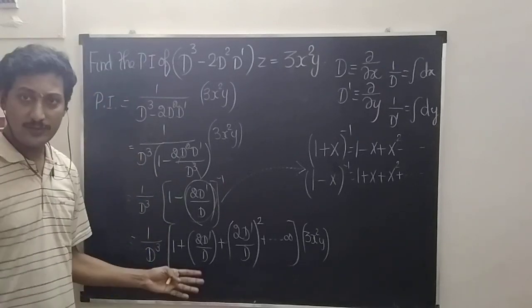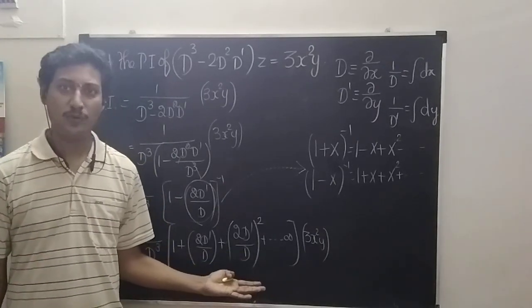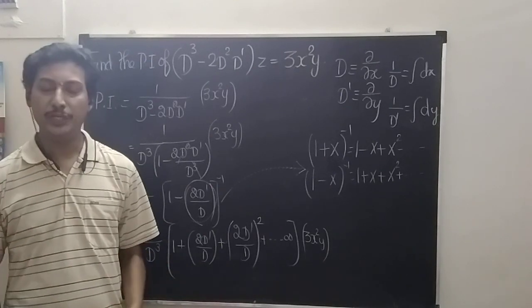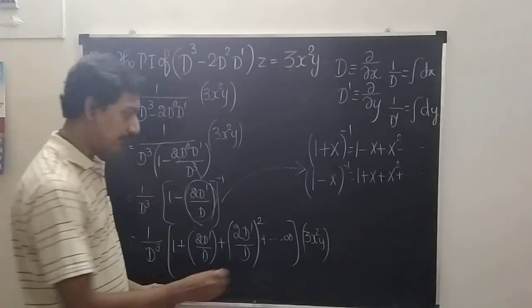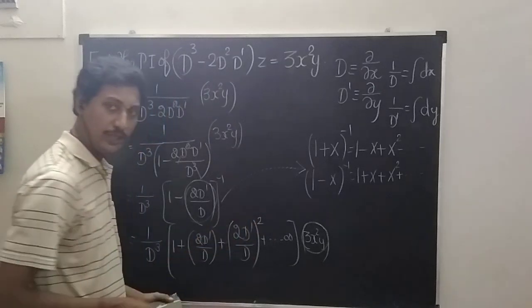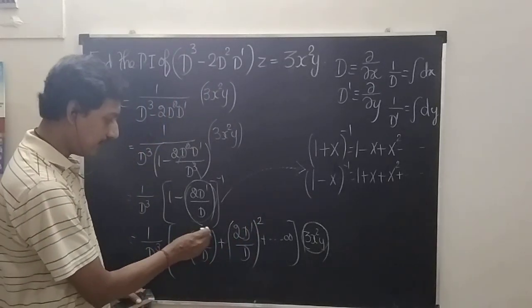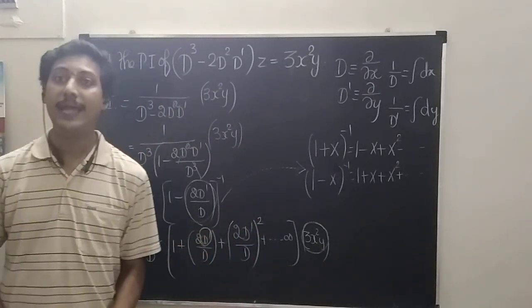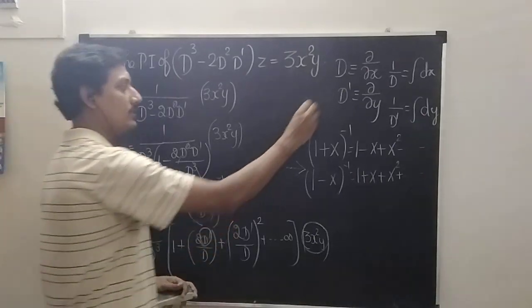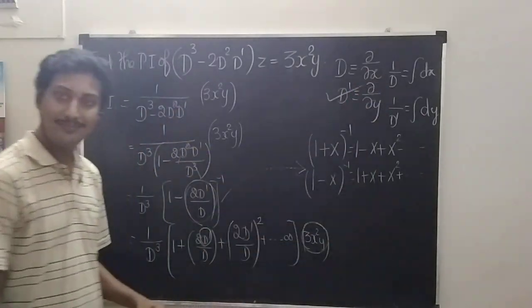Now my question is, this is going to infinity. Is it possible to go up to infinity? No need to go up to infinity. It's a very simple case. See this polynomial function and see the numerator operator. What's the numerator operator here? D dash. What does D dash represent? Dou by dou y, isn't it?